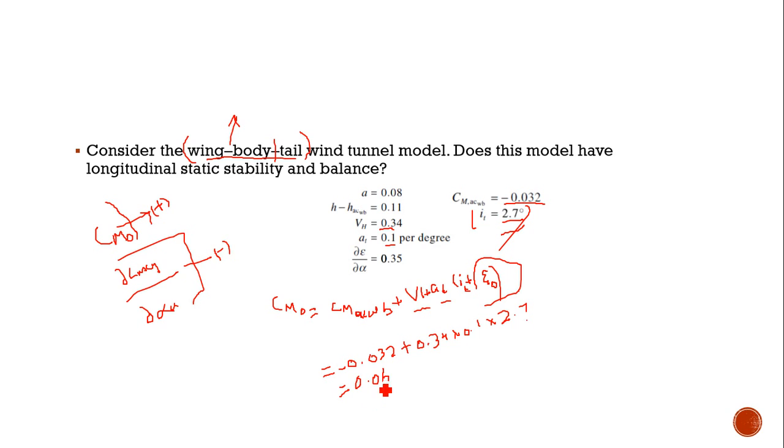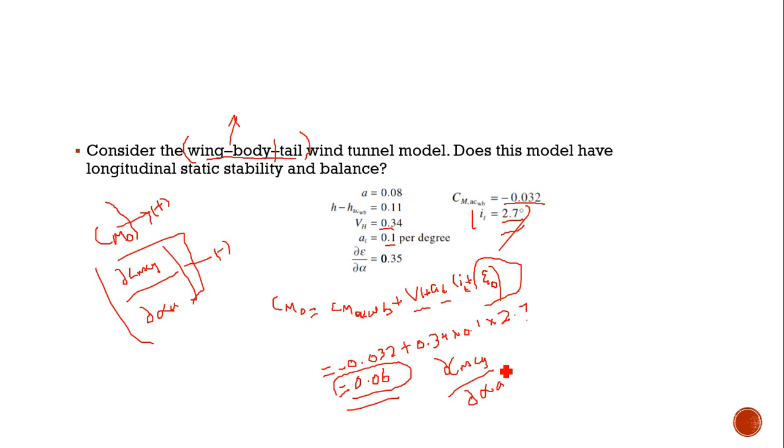So the value here is positive, therefore the aircraft is in balanced condition only. Okay, so here we got the CM0 value positive. Therefore the aircraft is in stable condition. But one more thing we need to find, that is the slope, dou CM_cg divided by dou alpha.